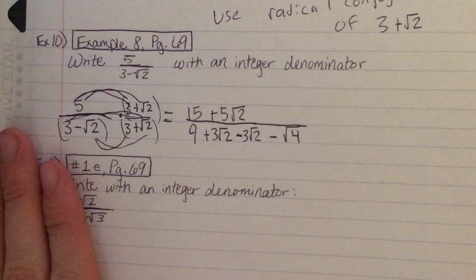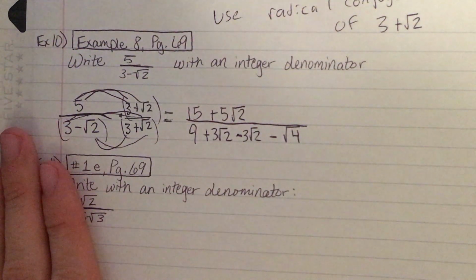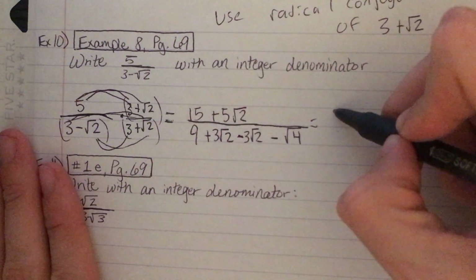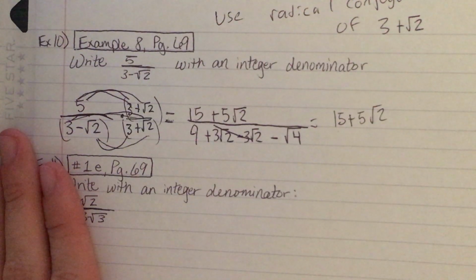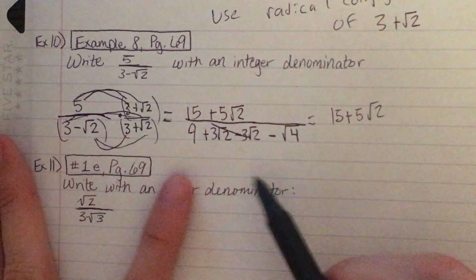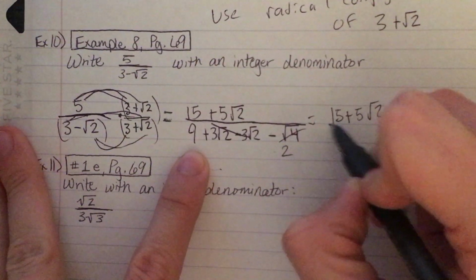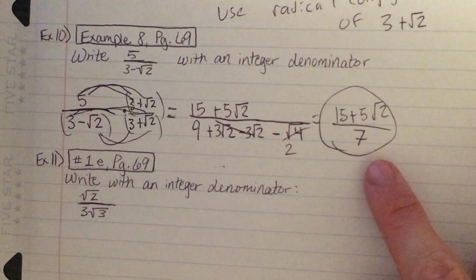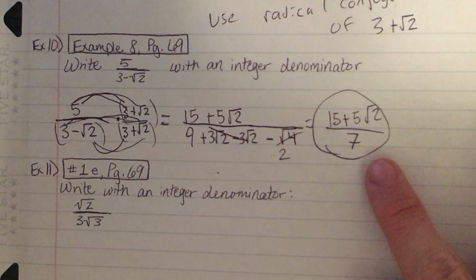So let's finish this out. We can see the top is going to stay the same for right now. The bottom, those middle ones are going to cancel, and what we've got left is 9 minus the square root of 4. 9 minus, that's just a 2. So that's going to be a 7 for our denominator. And this is considered our integer denominator here.